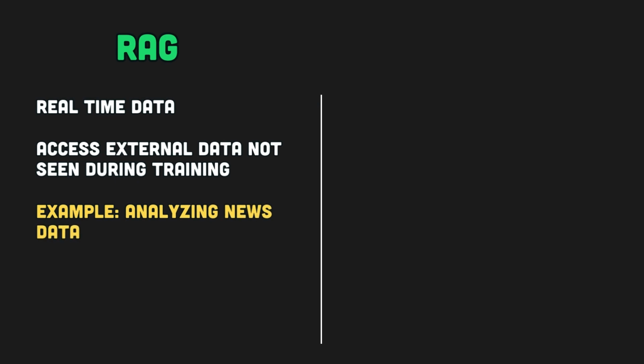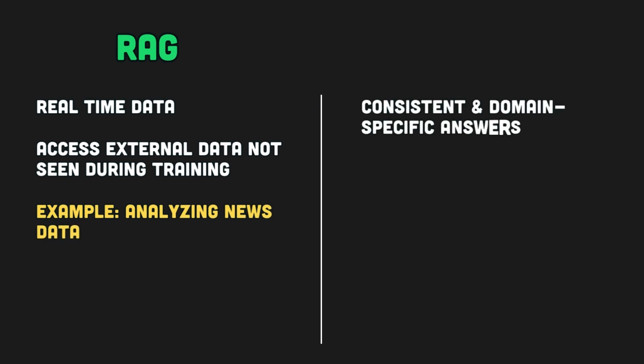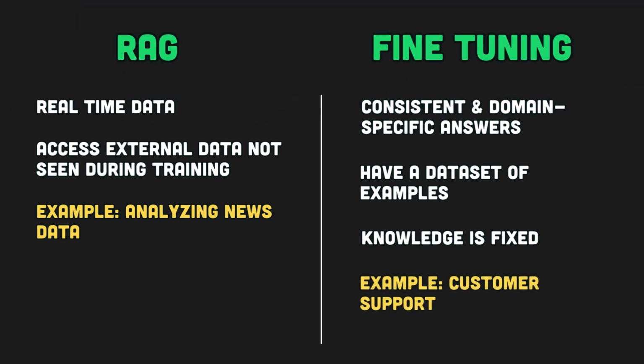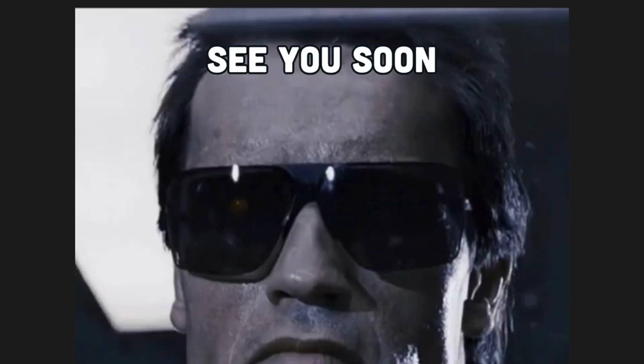How to choose? If you need access to a vast amount of external data or real-time data, pick RAG, for instance, analyzing news. If you need consistent and domain-specific answers, and you have a dataset of examples, you can pick fine-tuning, for instance, a customer support bot that should match your human agents. However, there exist simpler solutions than fine-tuning to achieve the same goal, like few-shot prompting, but we'll see that in another video.